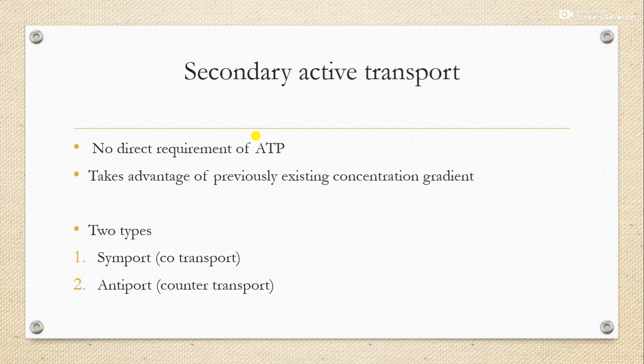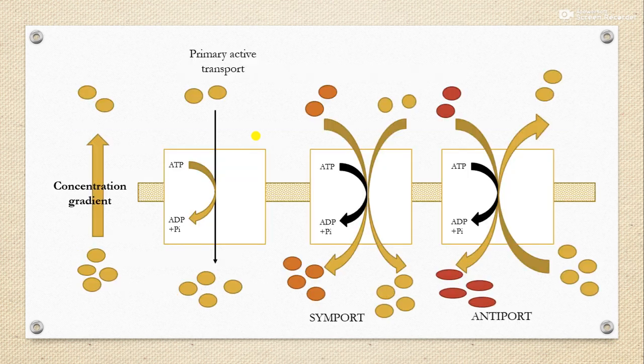Secondary active transport. This process involves no direct requirement of ATP, as it takes advantage of a previously existing concentration gradient. The two types of secondary active transport processes are symport, which is also called co-transport, and antiport, which is called counter transport.